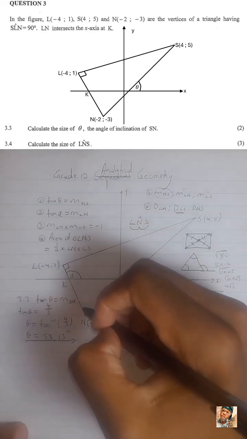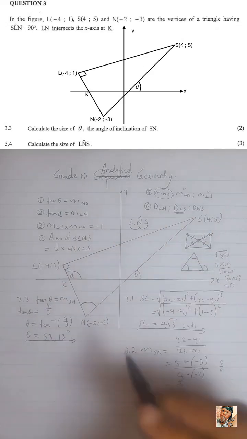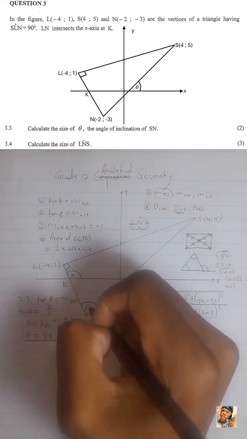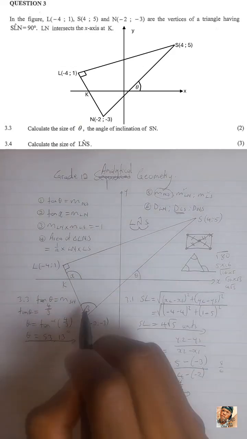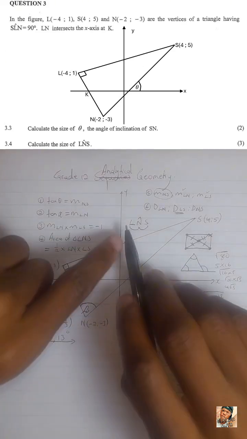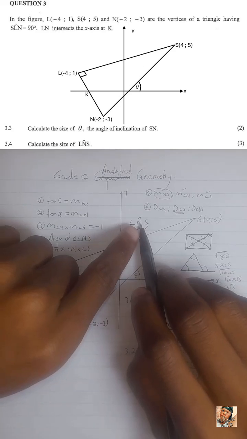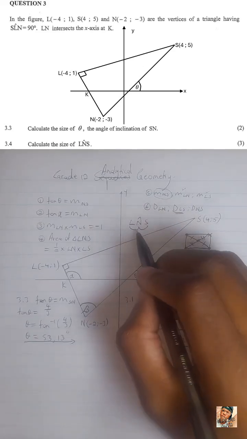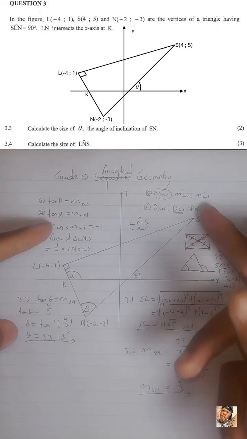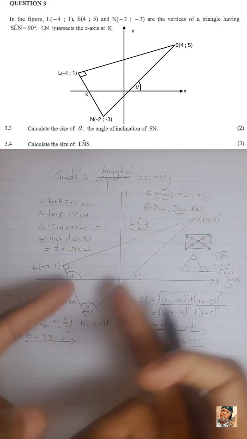So it means that they want this angle here. Because I've already assigned the angle theta, I'm going to assign this LNS angle beta. So I have beta here, alpha there, and then theta here. Order is very important. When they say LNS, they want angle N, and the angle N is going to be between LN and NS. Therefore, they want this angle between these two lines here.